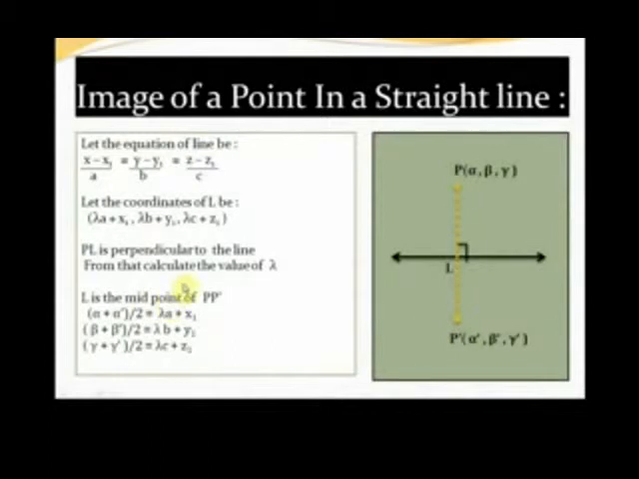So using the midpoint formula we get (alpha plus alpha dash) by 2 equal to lambda times A plus x1, (beta plus beta dash) by 2 equal to lambda times B plus y1, and (gamma plus gamma dash) by 2 equal to lambda times C plus z1. So from this we calculate the values of alpha dash, beta dash and gamma dash, and thus we get the final coordinates of the point P dash, which is the image of this point P about any given line.